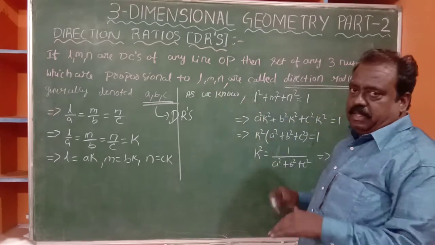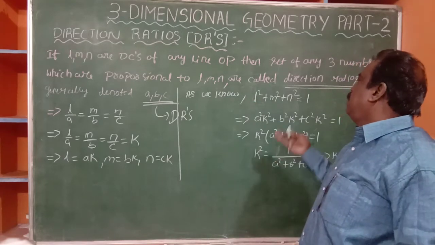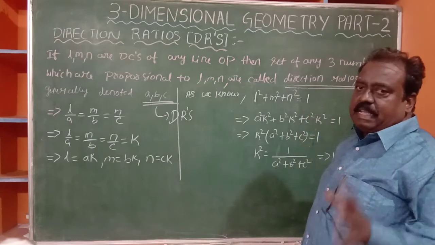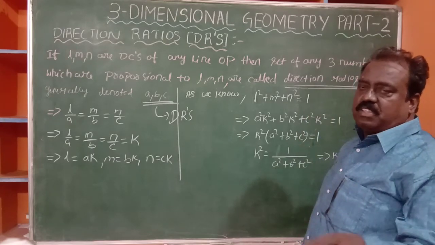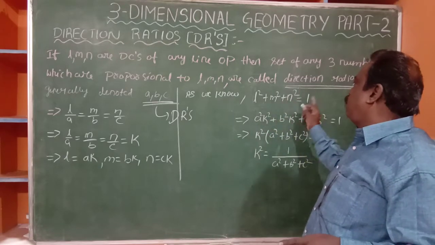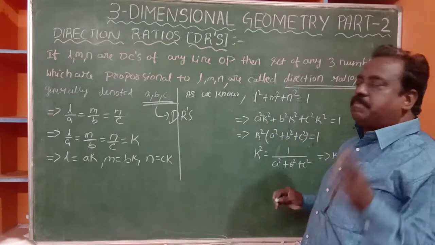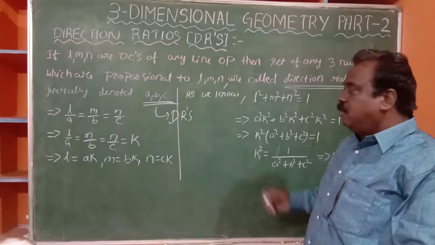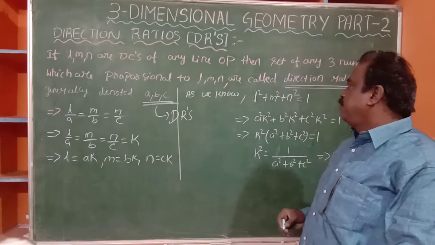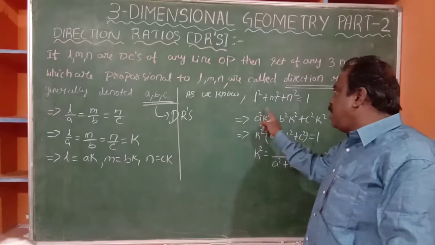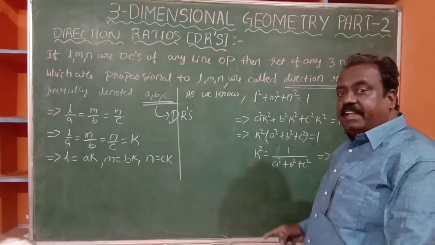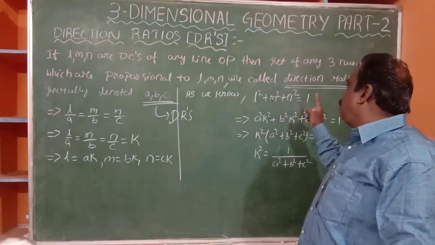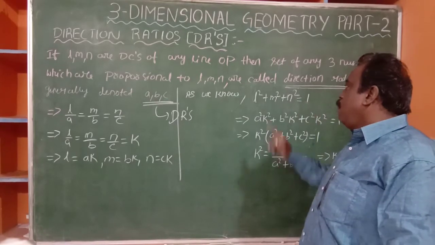As we already know, we solved this previously: L square plus M square plus N square is equal to 1. The sum of squares of the DCs of any line is L square plus M square plus N square equal to 1, that is, cos square alpha plus cos square beta plus cos square gamma is equal to 1. Just now we proved that theorem. The sum of squares of DCs of any line is always unity. What is L?